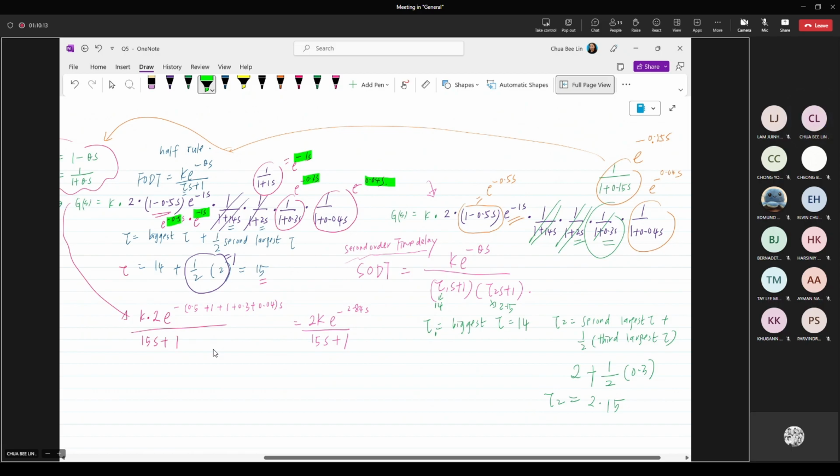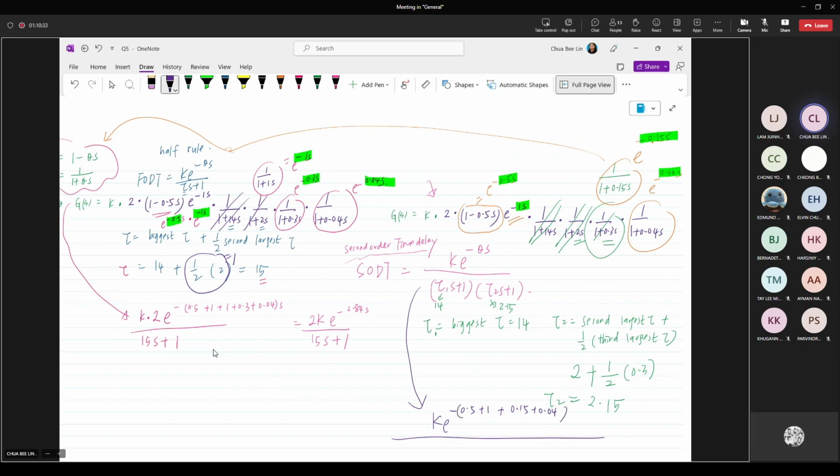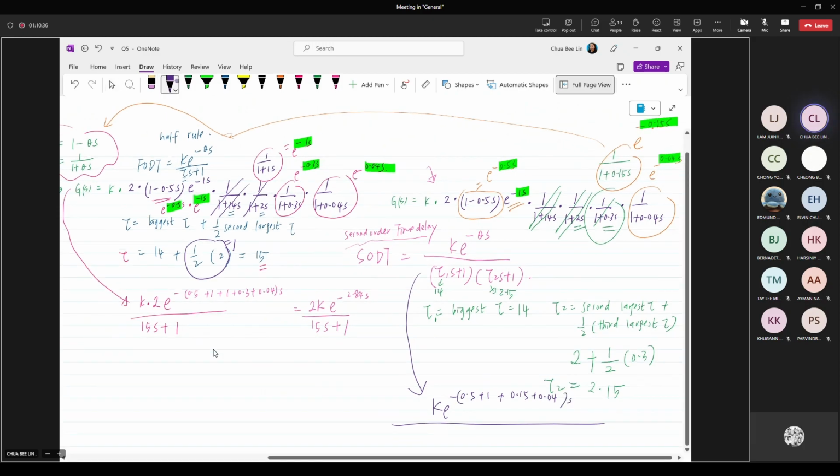So this one later plus, plus, plus, plus. So your final answer will be ke negative theta, with theta equal to 0.5 plus 1 plus 0.15 plus 0.04, and remember it is a bracket and s. Over your tau 1, the biggest tau, 14s plus 1, and then 2.15s plus 1. Okay, so this is second order.